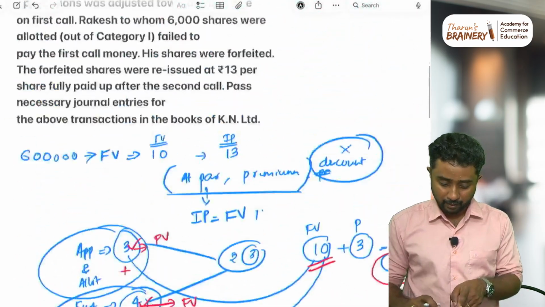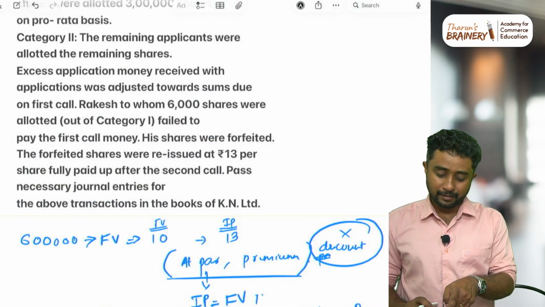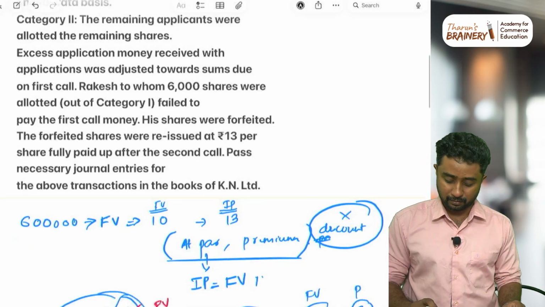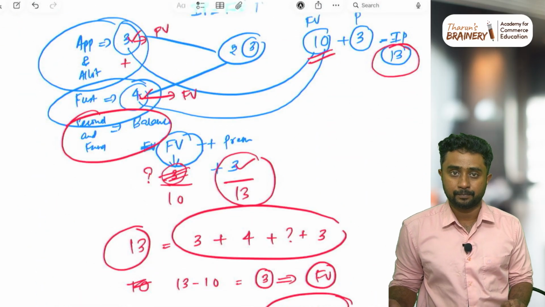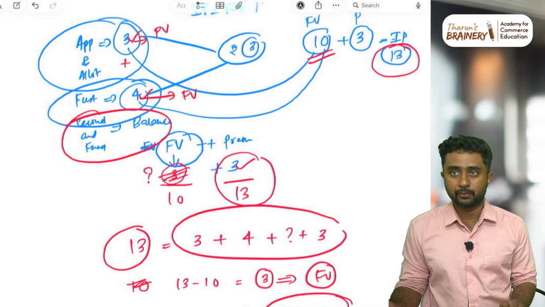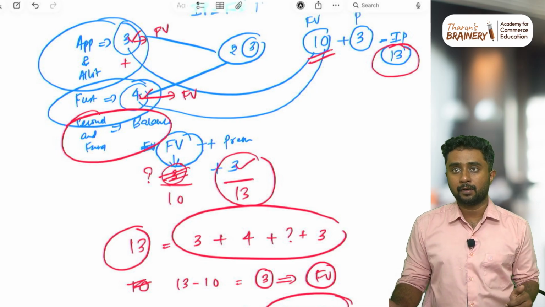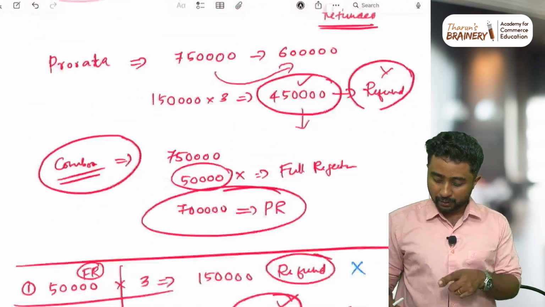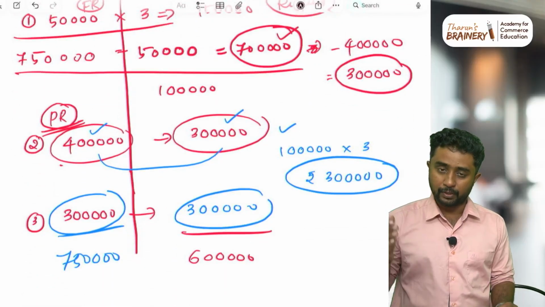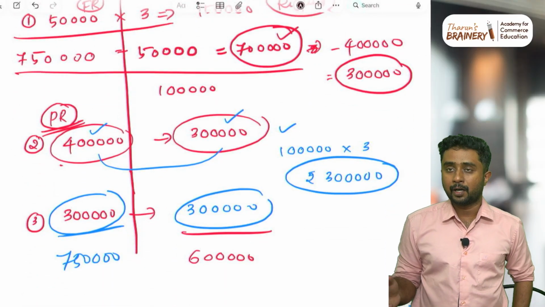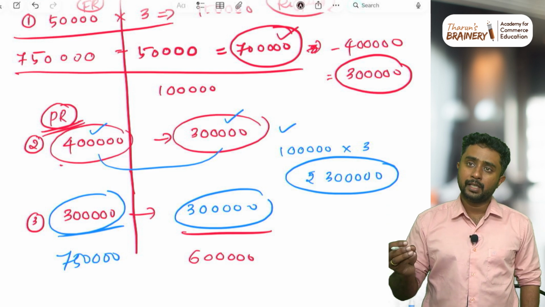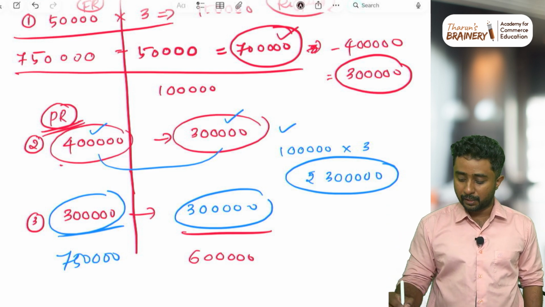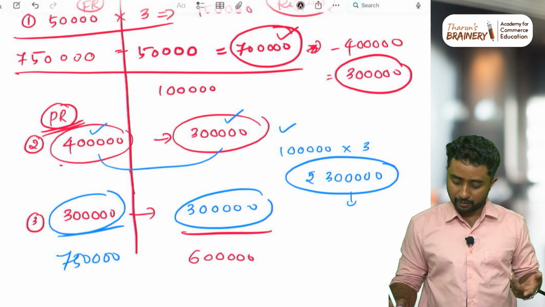We will refund, but first we have to use that money for what purpose? They are saying excess money was adjusted towards sums due on first call. After application and allotment, the next installment's name is first call. So when it comes to first call, we are going to use this 3 lakh rupees for first call. First you will see how much they have to pay for first call, then we will use this money. If extra money is still there, meaning this money was enough to cover first call, then we will see.